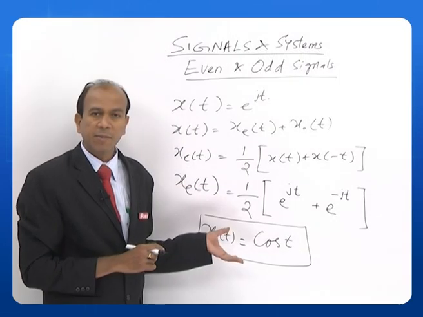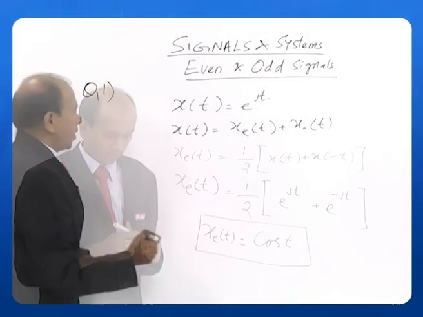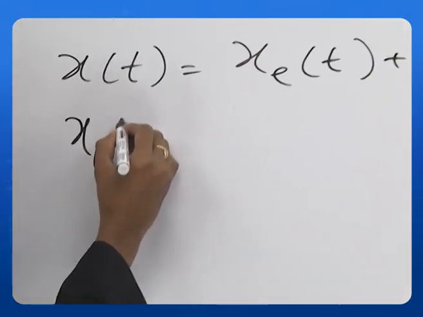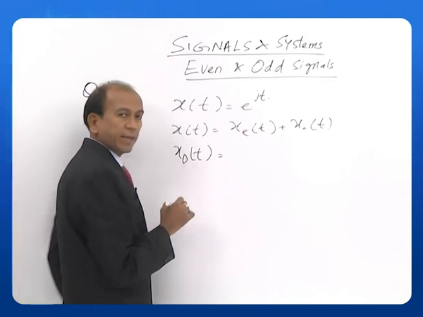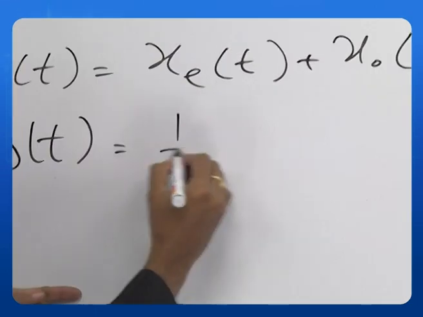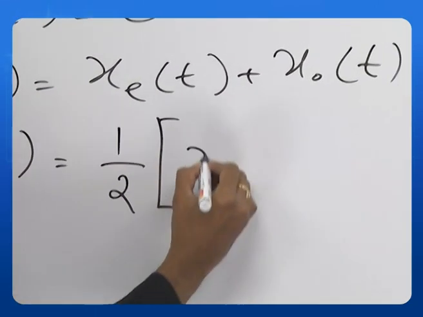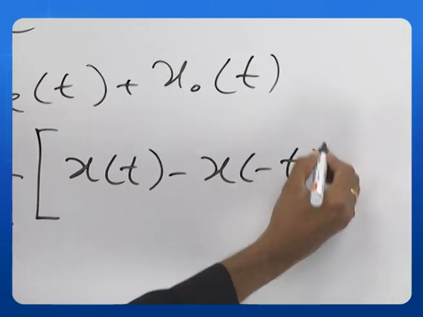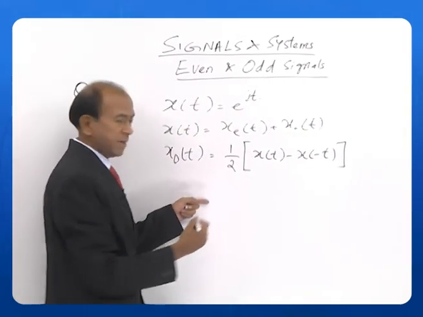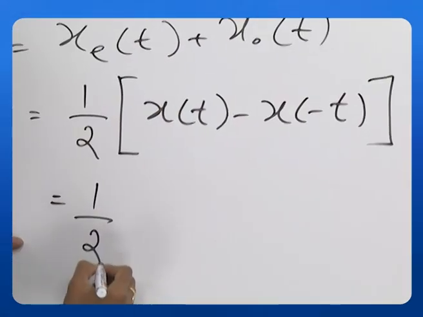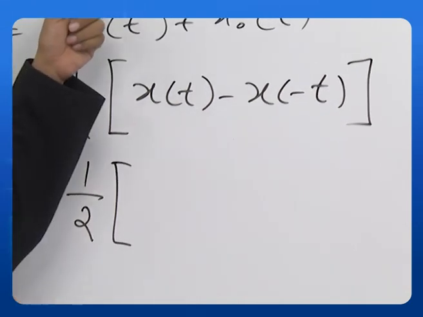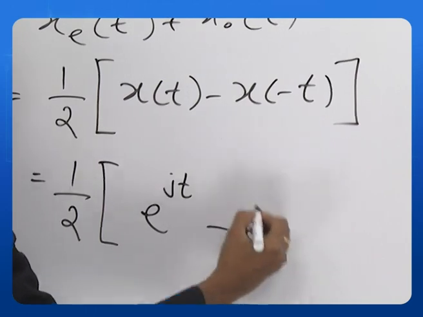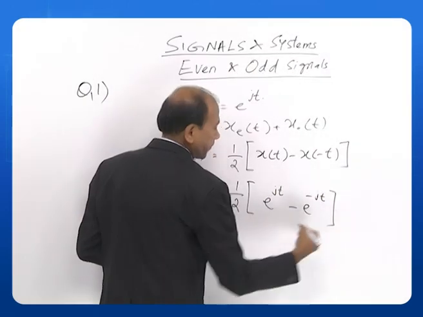Now let us calculate, along similar lines, the odd component. Now what is the formula for the odd component? xo of t. I repeat, xo of t is equal to half of x of t minus x of minus t. So this can be written as half. What is our x of t here? Our x of t is e to the power of jt. So this will become e to the power of jt minus e to the power of minus jt.